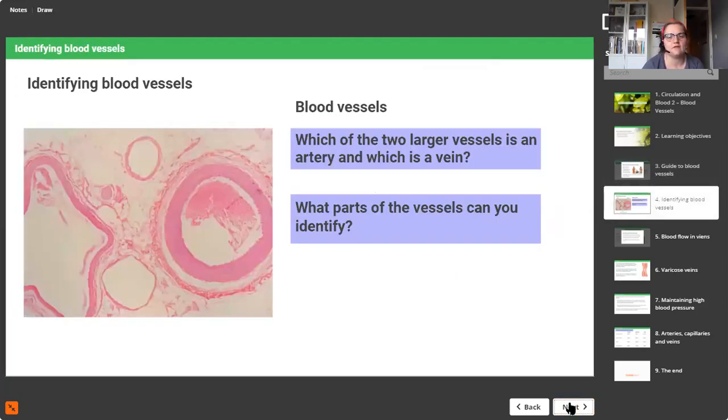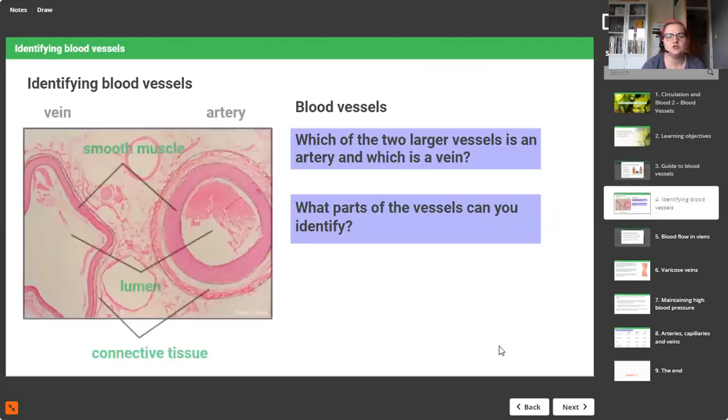So, identifying blood vessels. Which of the 2 larger vessels is an artery and which is a vein? So over here, we've got a vein, and over here, we've got an artery. We can see that because we've got the lumens here. The lumen of the vein is much larger than the lumen of the artery.